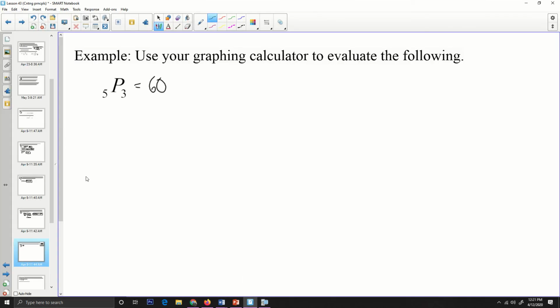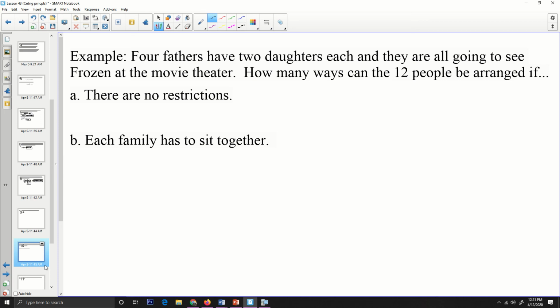And so that's 60 different values. The next one: 4 fathers have 2 daughters each, and they are all going to see Frozen at the movie theater. How many ways can the 12 people be arranged if A, there are no restrictions?